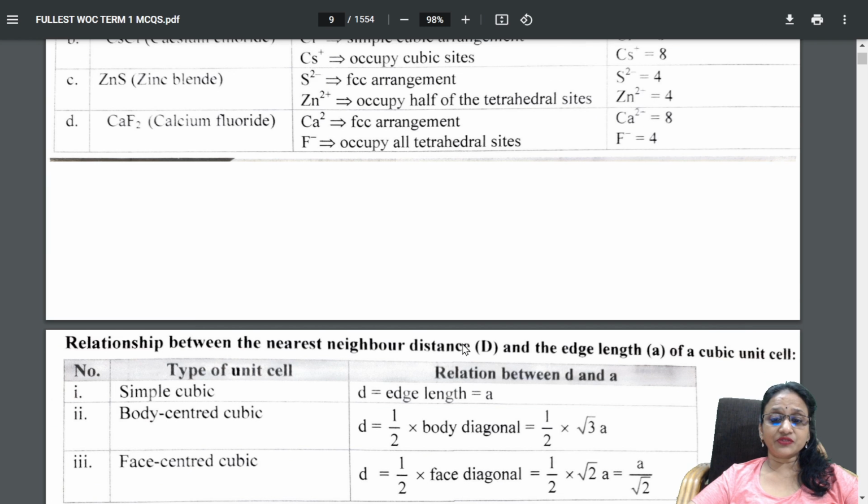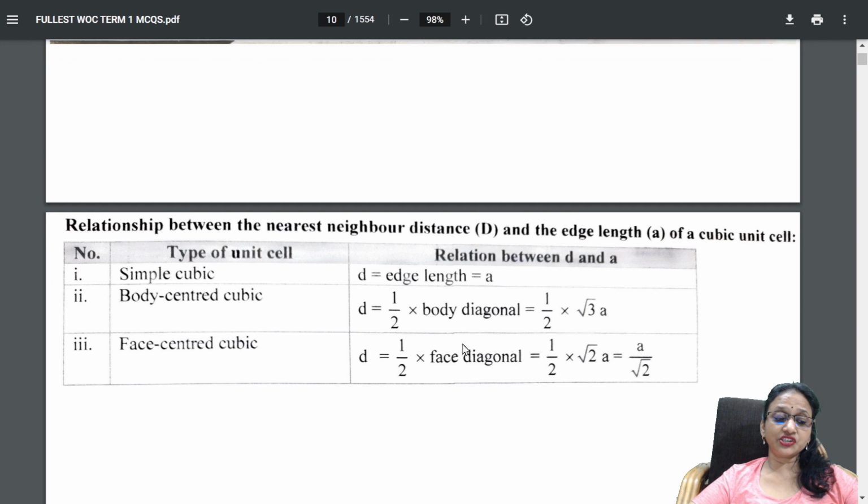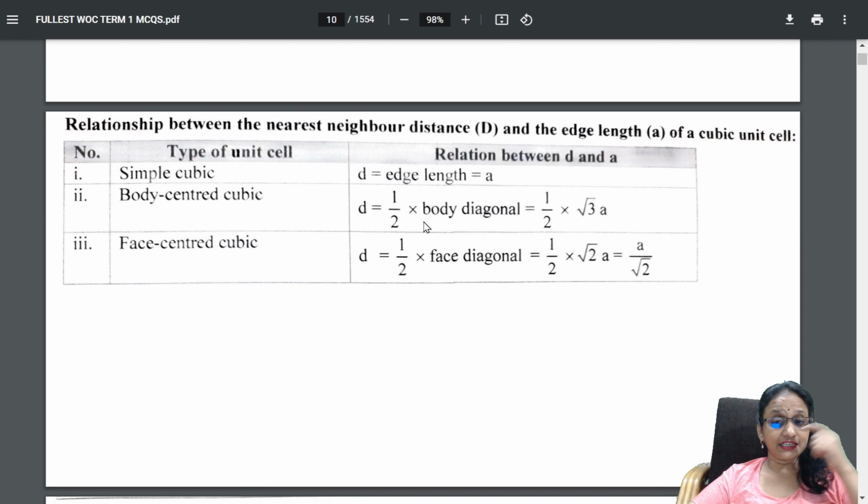And after that, we have one more thing called the relationship between edge length and diagonal. For simple cubic, body centered and face centered, these are the three formulas which you should remember. I have done a detailed explanation in a video. I will paste the link in the description. Watch it. Yes, students? All right.